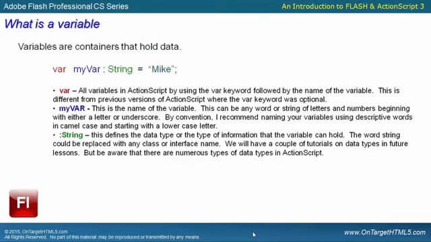Then the string. This is a data type. This defines the type of information that the variable can hold. The word string could be replaced with any class or interface name, and you'll see that we have many different types of variables inside ActionScript, as in most programming languages. We have integers, numbers, booleans, strings, but we're going to go through all of those as we go through the tutorials. We'll have a couple of different tutorials just on data types in future lessons. But be aware, there are numerous data types available in ActionScript 3.